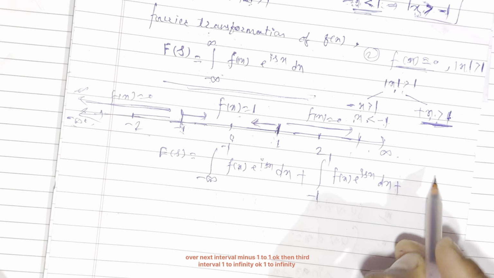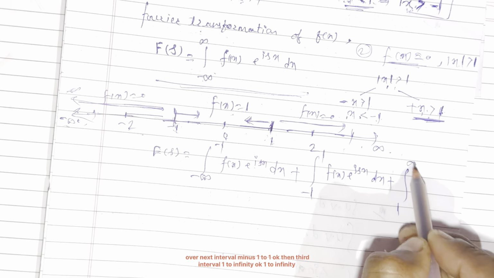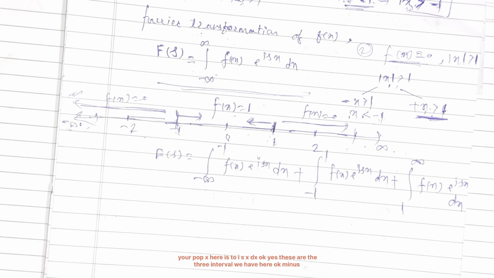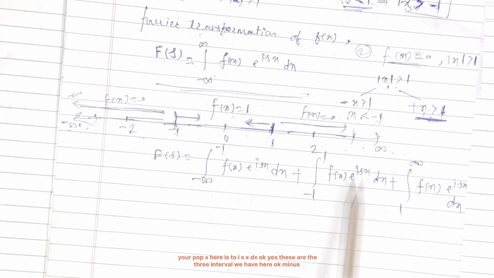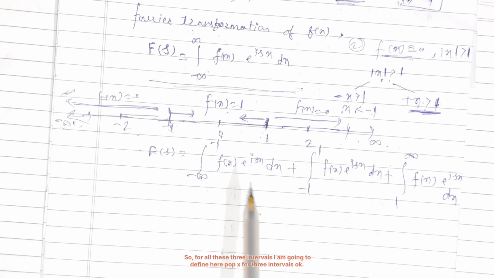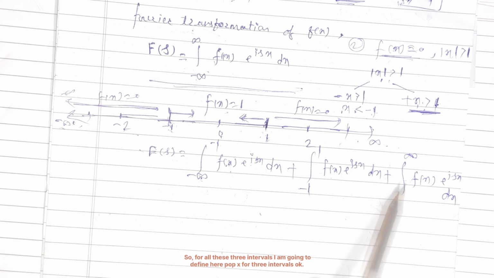What we have is the integral of f of x e raised to isx dx for this next interval, minus 1 to 1. Then the third interval, 1 to infinity, of f of x e raised to isx dx. These are the three intervals we have: minus infinity to minus 1, minus 1 to 1, and 1 to infinity. For all these three intervals I am going to define f of x.